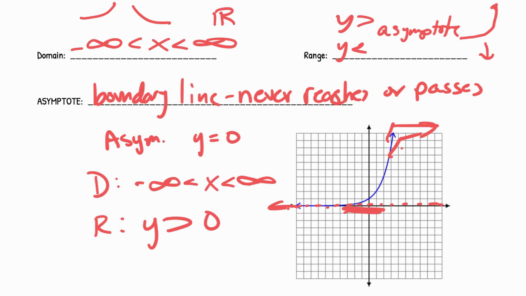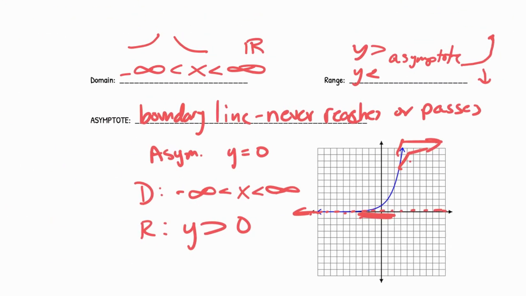It can't be y is greater than or equal to, because again, it does not actually reach it, even though when we zoom in, you can't tell. We know by definition that it will never reach it. So it's y is greater than 0. So we have a range, which is always above or below the asymptote. We have a domain, which is almost always going to be all real numbers. And our asymptote is that imaginary line that is a boundary.